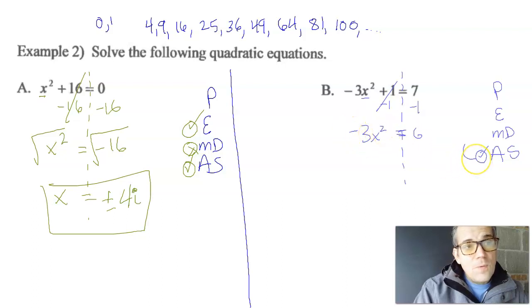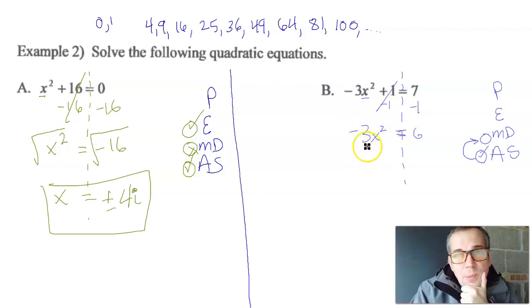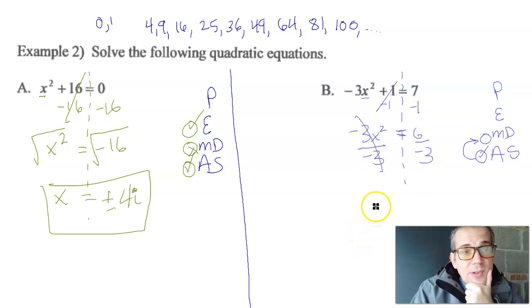I'm going to move up the ladder. Is there anything on this side I need to multiply or divide? Yes. This is being multiplied by negative 3, so I will divide by negative 3. Divide by negative 3. These will knock each other out. This will become x squared. 6 divided by negative 3 is negative 2. I took care of this. I'm going to move up the ladder.